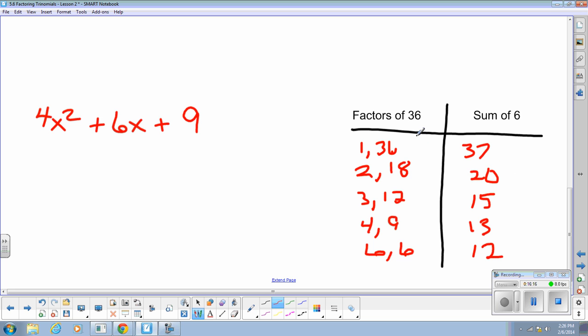What does that mean when I have used all the possible factors of positive 36 that will give me a positive sum? It means this problem, while eventually it may be solvable, you cannot factor it. So we write this word. We call it prime.